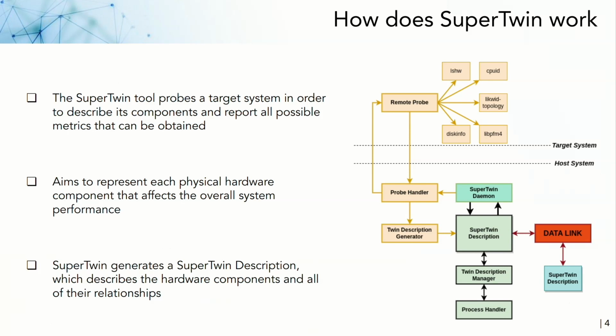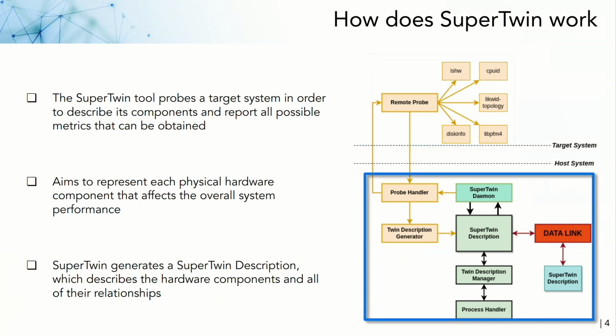So, how does SuperTwin work in a high-level view? SuperTwin probes a target system with the objective of describing all of its components and reporting all possible metrics that can be obtained from said components in a high-performance computing system. To achieve this, it coordinates various other analysis tools. It aims to represent each physical hardware component that can affect the overall system performance. This is done via the generation of a SuperTwin description, or STD in short, which is used to describe all the hardware components of a system and all of their various relationships and interactions.